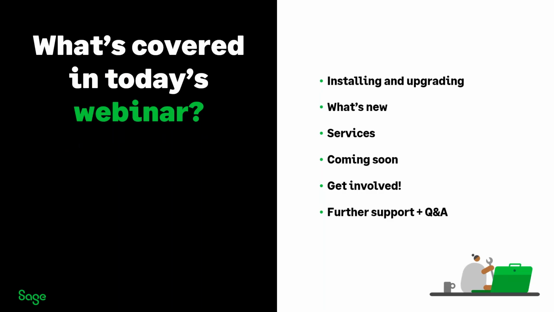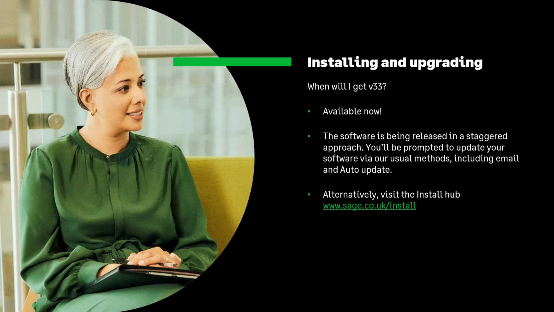Right, so without further ado, let's get started. So we're going to start with where probably we need to, and it's all about installing and upgrading. And that common question, when will I actually get version 33? Well, it's been available for about a month and a half or so now. So some of you might have it, some of you may be just hearing a little bit about it, hence you've registered for the webinar today. But as usual, when we release our new versions, we do what we term a staggered release, so that not everyone gets it at the same time.